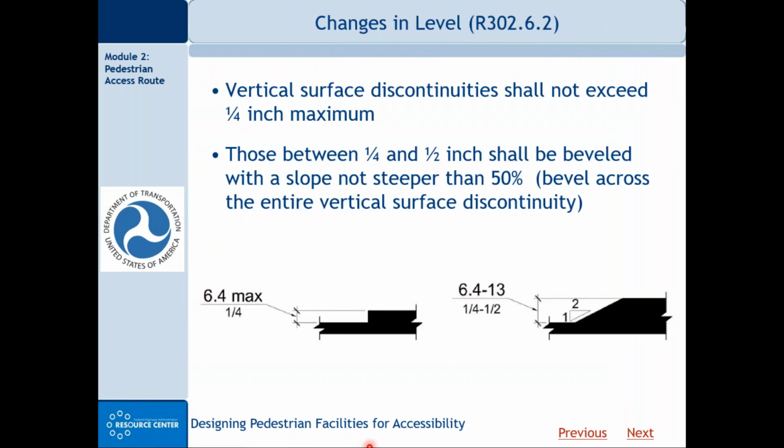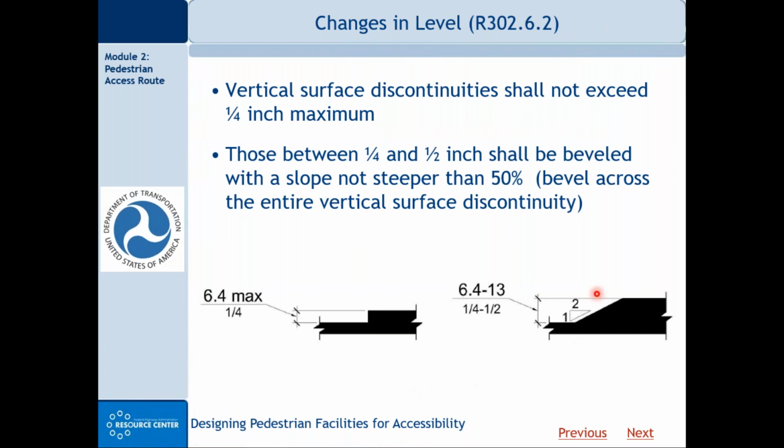So we were talking about changes in level, as PROWAG calls them. What does PROWAG say about changes in level? And here's what they say, and actually the ADAAG says the same thing. So both PROWAG and ADAAG are identical in terms of these requirements. They say vertical surface discontinuities shall not exceed a 1/4 inch maximum. So think about that. That's not very much. Those elevation differences or discontinuities between a 1/4 and a 1/2 inch shall be beveled with a slope not steeper than 50% and beveled across the entire vertical surface discontinuity.